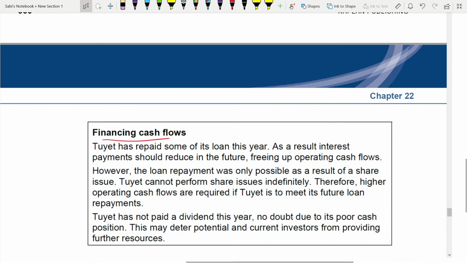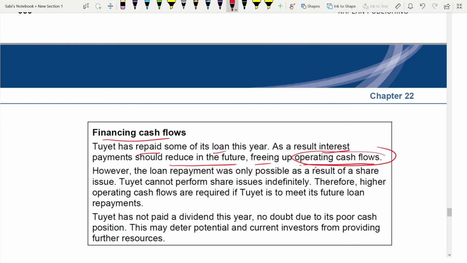So they have repaid. So immediately you start with the repayment of the loan. Because of this, what happens? You are saving interest; interest is reduced in the future because they are repaying the loan. So lower loan means lower interest. That means you are freeing up the operating cash flow. Why operating cash flow? Where do you pay interest from? Operating cash flows only. If anything happens with interest, your operating cash flow suffers. Lower the interest, higher the operating cash flow. You understand?